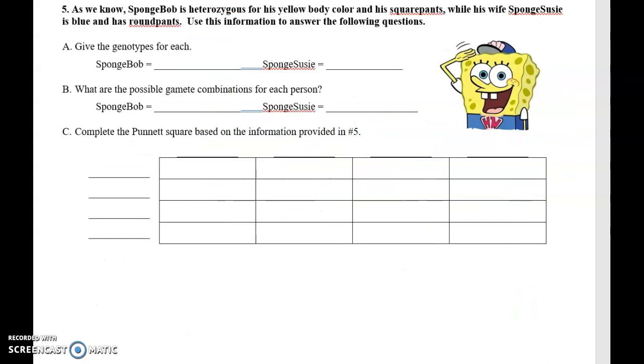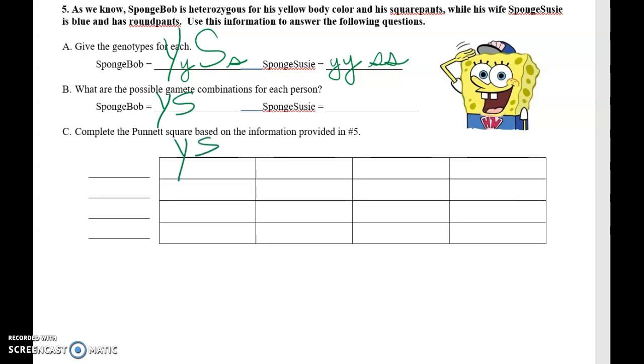So SpongeBob is heterozygous for his yellow body. He gets a big Y, little y. He's also heterozygous for his square pants, big S, little s. Sponge Susie, on the other hand, is blue, little y, little y, and round pants, little s, little s. If SpongeBob were to go through the process of gametogenesis, meiosis, making his sperm in the process of spermatogenesis, he could pass on the big Y, big S.